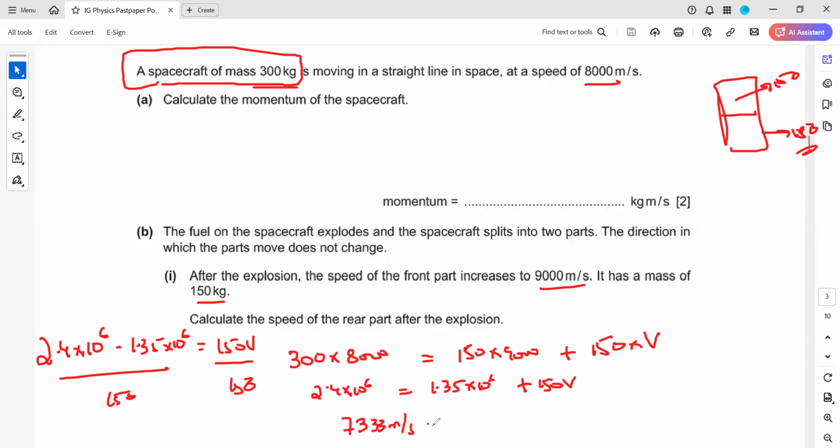7,333 meters per second. Can you round it off to 7,000? Yes, or you can write 7 exponent 3. No, can you round it off? Yes, it's fine. That is the calculator. You write 7,330, because in the calculator it was... I understand.